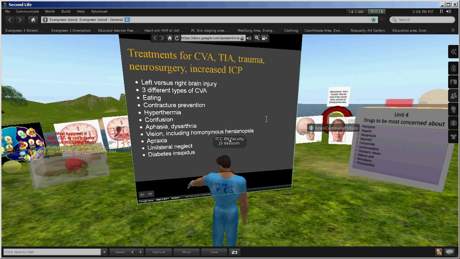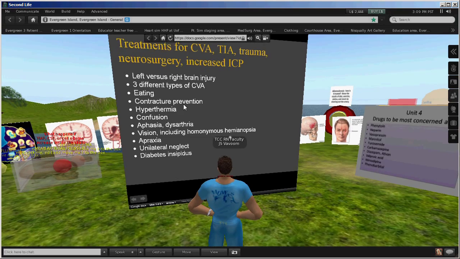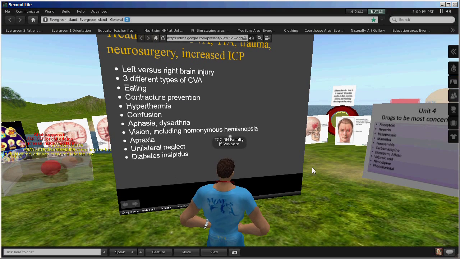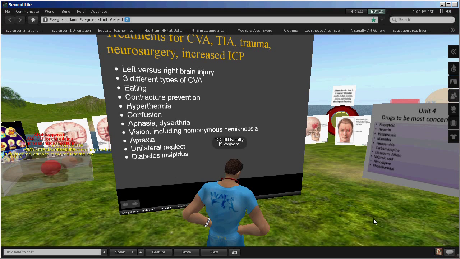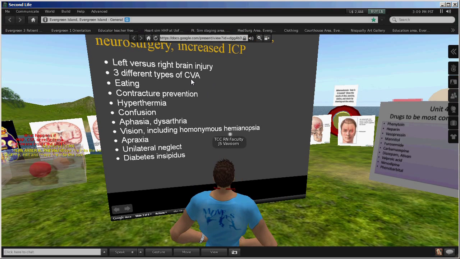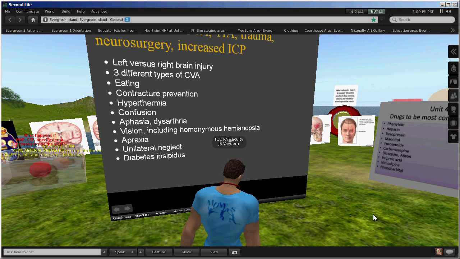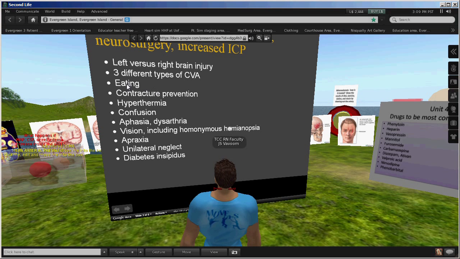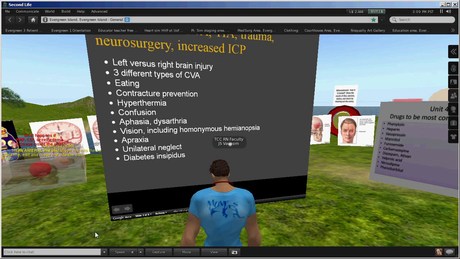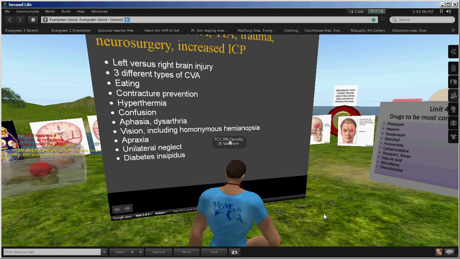Treatments for CVA, TIA, trauma, neurosurgery, increased intracranial pressure. Again, left versus right brain injury, especially in terms of nursing care, in terms of rehab. The three different types of CVA, how they differ, and I spoke about those in the last slide. Eating, contracture prevention, hyperthermia, confusion, aphasia, dysarthria, vision including homonymous hemianopsia, apraxia, unilateral neglect, and diabetes insipidus. So kind of the same things that were on the previous slide, except this time it's treatment.